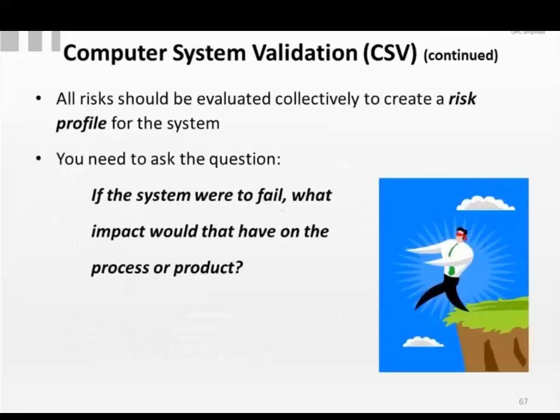When you're doing your validation work, the first document or validation plan should take into account the size, the complexity, and the business criticality of your system. That's going to help you determine how much testing to do. But you should also look at the risk. FDA is very, very focused on risk assessment. And you need to ask the question for your system: if it were to fail, what impact would that have on the process or product and ultimately on a patient or consumer?